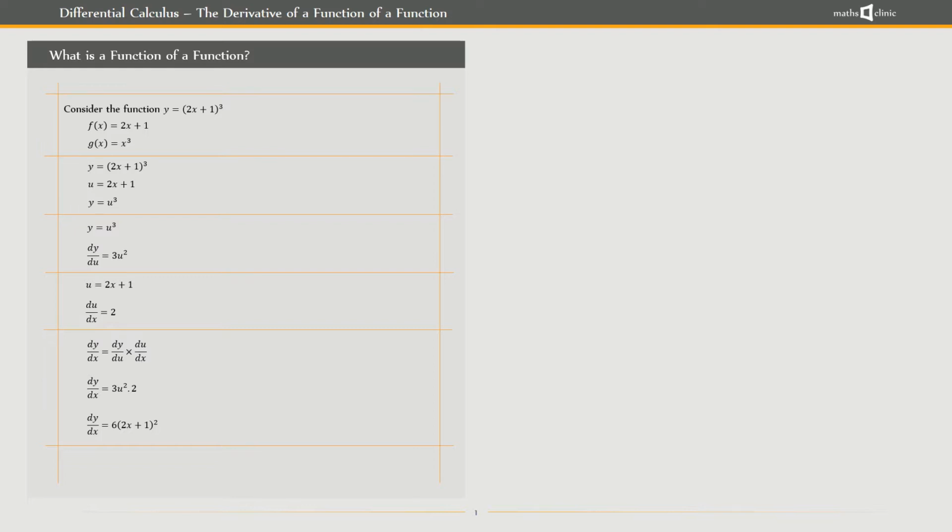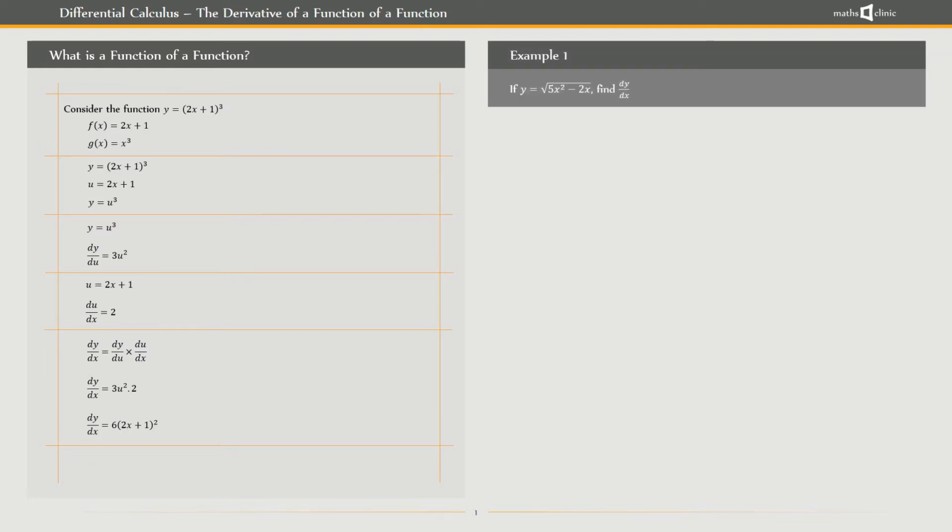Now let's do one. I think we have a few examples here. So we have example 1, and example 1 says if y equals the root of 5x squared minus 2x, find dy/dx. In this case, we actually have a function of a function, because our first function is the inner function, where we have 5x squared minus 2x, and then our outer function asks us to find the square root of our result.